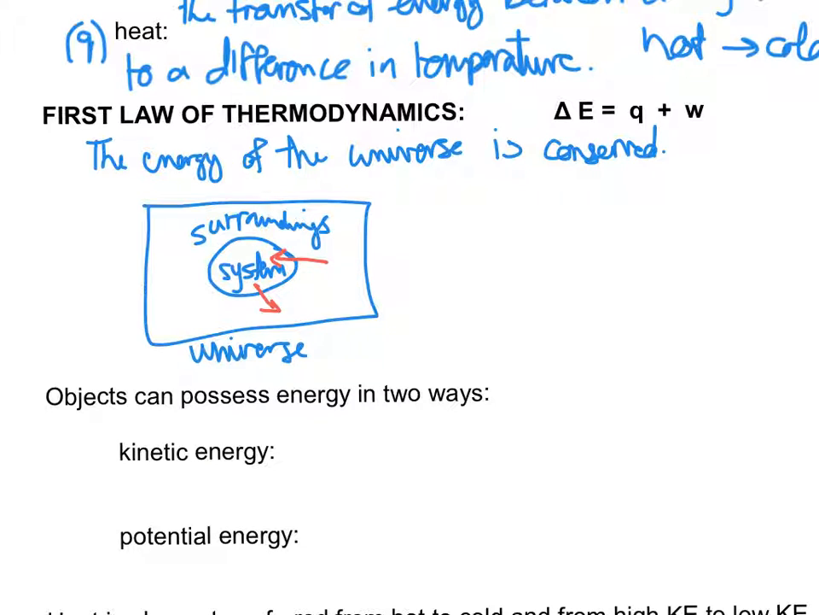And we said that the energy is capacity to do work or produce heat. And so the change in internal energy, which just means energy, is equal to heat plus work.